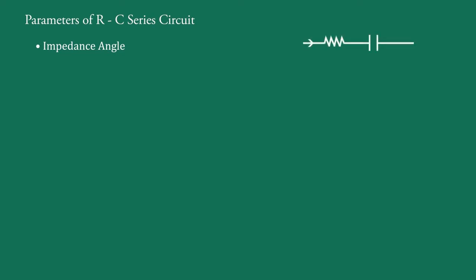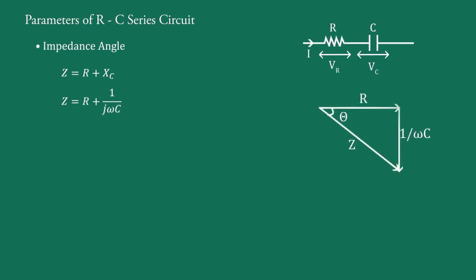Suppose an alternating sinusoidal voltage is applied to a circuit containing a capacitor of C Farad and a resistor of R ohms in series like this. In this circuit, the total impedance is Z equal to R plus XC, that is R plus 1 upon j omega C. The phasor diagram of this equation becomes like this.